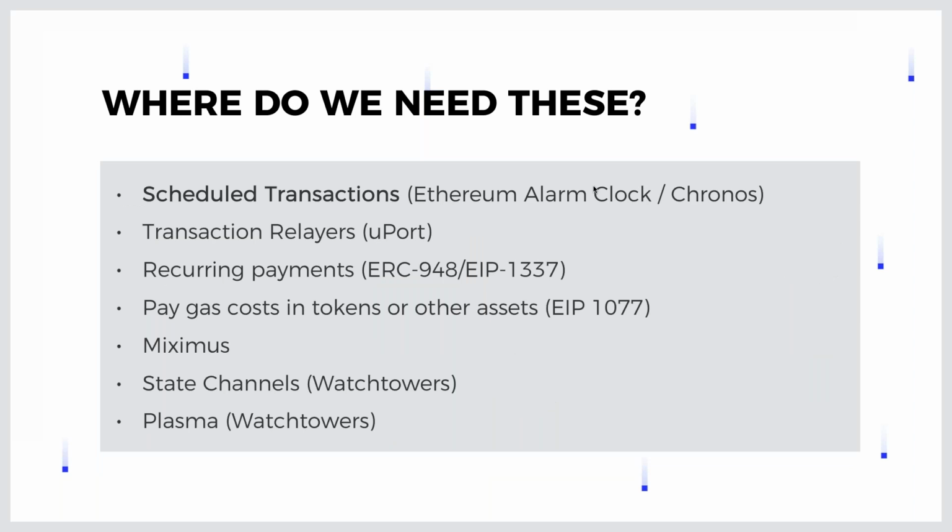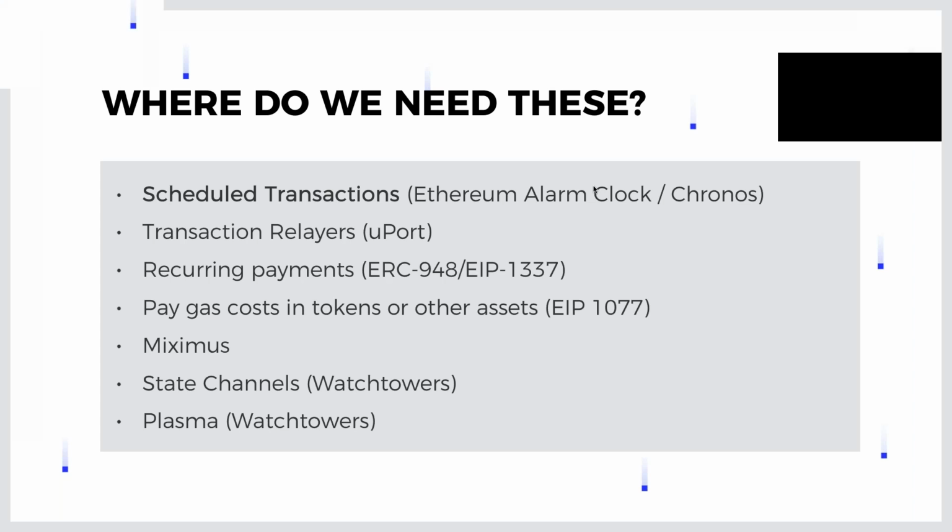As I said, we observed that some different approaches and projects are also using similar solutions, thinking about something that we have already. Obviously, scheduled transactions I already mentioned with Ethereum Alarm Clock and Chronos. We see a similar pattern for the transaction relayers in the uPort project. They allow users without any gas, any Ethereum or tokens, to interact with their smart contracts.